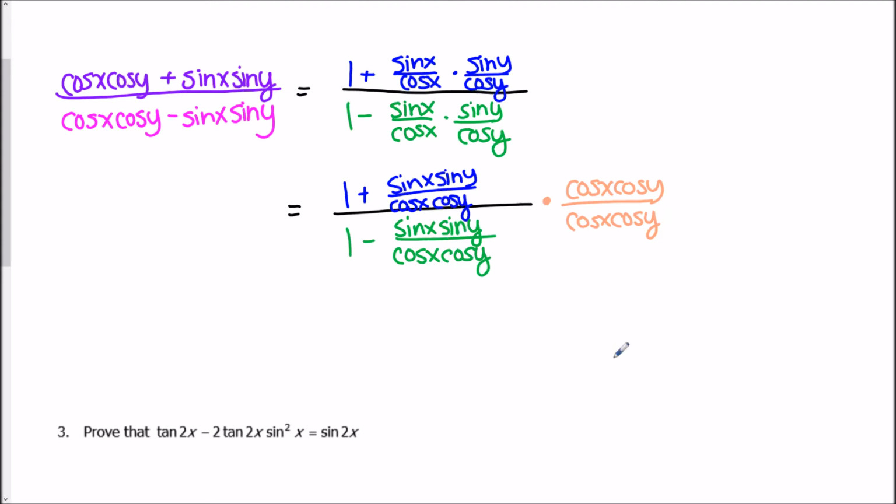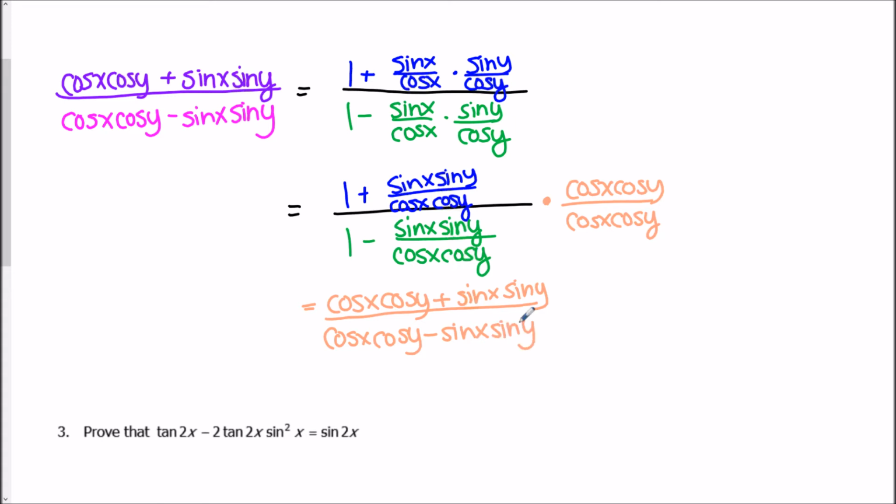Okay, and when I do that, 1 times cosine x cosine y ends up being cosine x cosine y. And then here, this cosine x cosine y and this cosine x cosine y would cancel each other out, right? So I end up getting just sine x sine y. Okay, all over, and then in my denominator here, when I distribute the cosine x cosine y by the 1 here, I get cosine x cosine y minus this cosine x cosine y, and this will cancel each other out, so I end up getting sine x sine y.